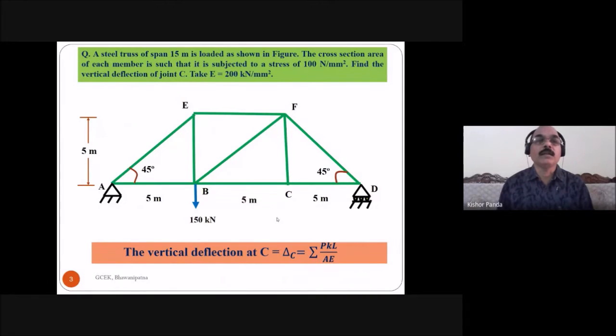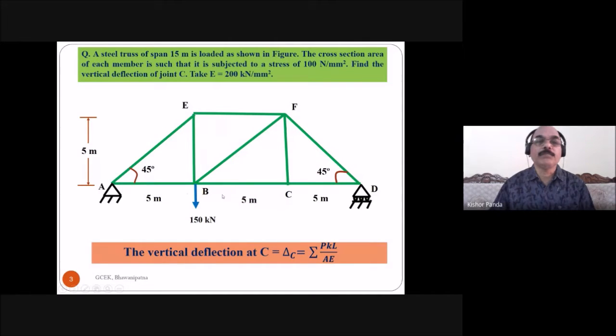Then coming to one problem, here we will solve one problem. A steel truss of span 15 meter is loaded as shown in the figure. The cross-sectional area of each member is such that it is subjected to a stress of 100 Newton per mm square. Find the vertical deflection of joint C. Take E equal to 200 kilonewton per mm square. So this is a steel truss of span 15 meter.